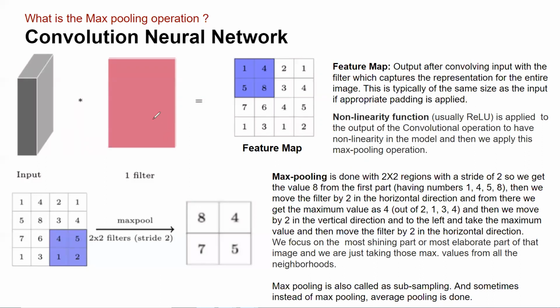That's why the result of this convolution, we'll call it a feature map. This is a standard name. This is the standard terminology for the output we get when we perform the convolution operation. This is called a feature map.